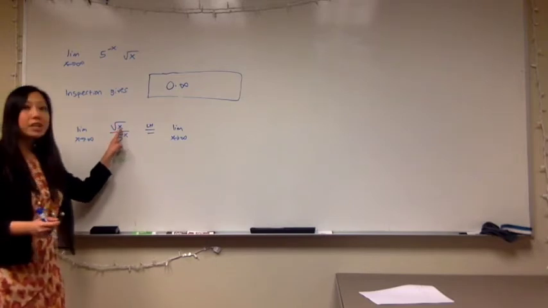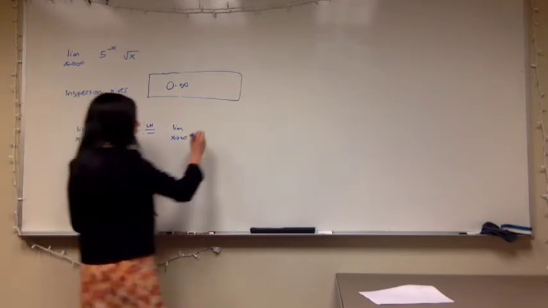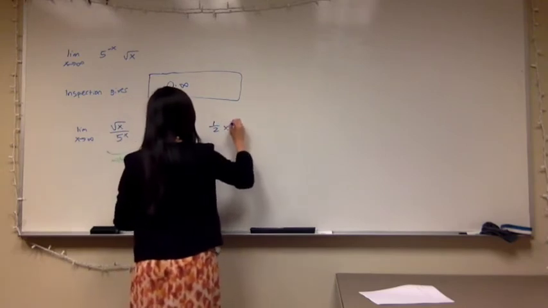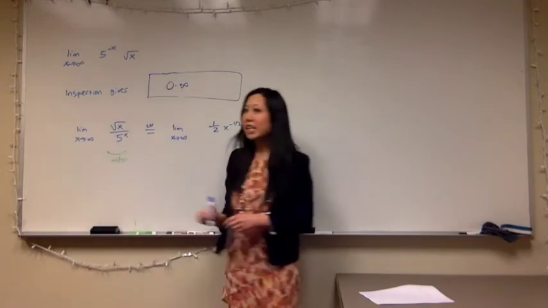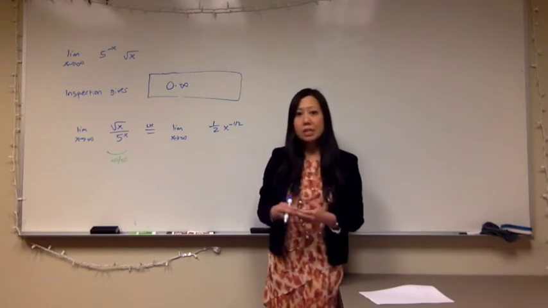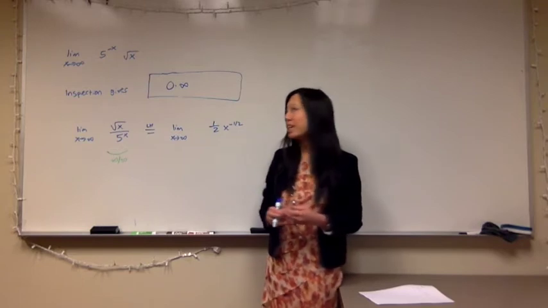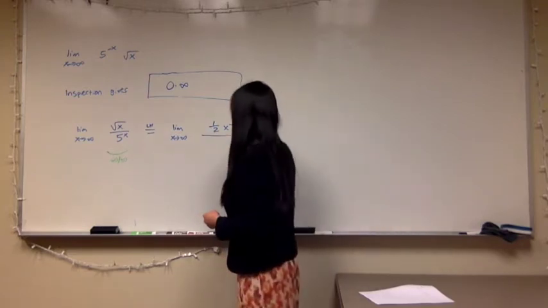I take the derivative of x to the 1/2, which is 1/2 x to the negative 1/2. I take the derivative of the denominator. The derivative of a general exponential function is the exponential function itself times the natural log of the base. So the original exponential function times the natural log of the base.